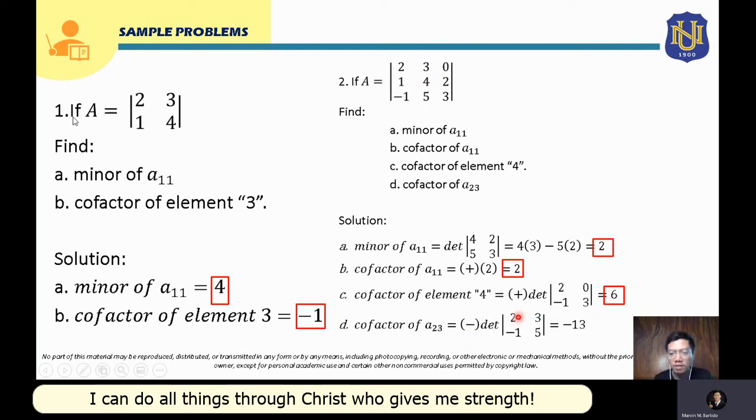So our cofactor here will just be the determinant: 2 times 5 is 10, minus negative 1 times 3. So that will be 13, times negative. So that will be negative 13. So that will now be the cofactor of A23.